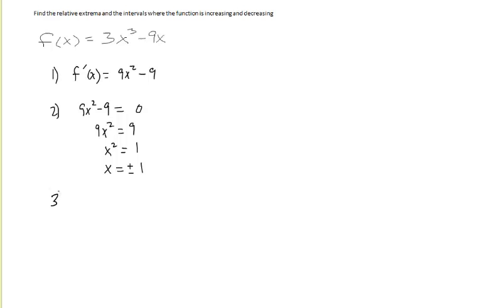For step 3, we're going to make a sign chart, and we're going to draw a straight line and put our critical values on it, -1 and 1. And now we want to use test points. So we're going to test points in all of these intervals. So here I'm going to test f prime of -2, f prime of 0, and f prime of 2.